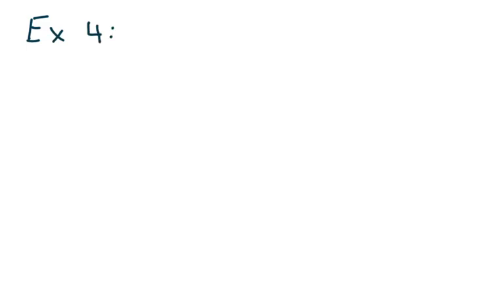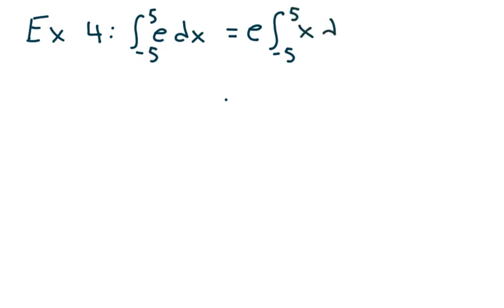If I take the integral from negative 5 to 5 of e dx, e is constant. So if it helps, move the e to the outside of the integral. So I'm going to take the integral from negative 5 to 5 of x dx. Excuse me, that's not an x. That should be 1 dx.